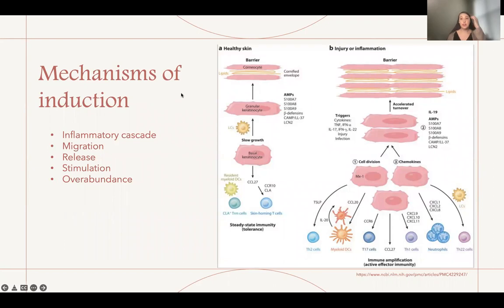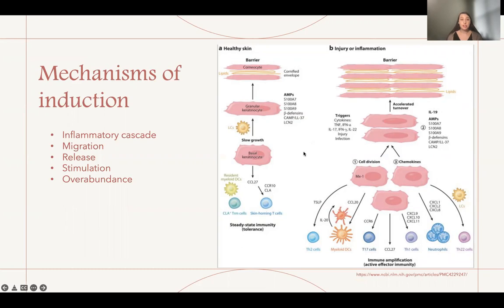Here is a figure that describes what I was just talking about, with a good comparison of healthy skin versus skin in inflammation, like in a patient with psoriasis. Looking first, we can see the difference in the thickness of the layers, with healthy skin having a slower process of going from the basal keratinocyte to the granular keratinocyte to the corneocyte. Versus in the individual with psoriasis, we have this accelerated turnover, which leads to the greater thickness of the skin.